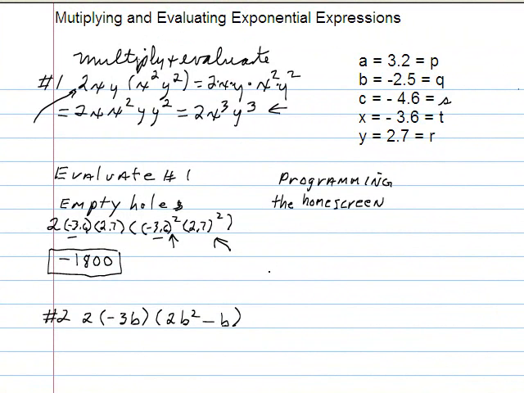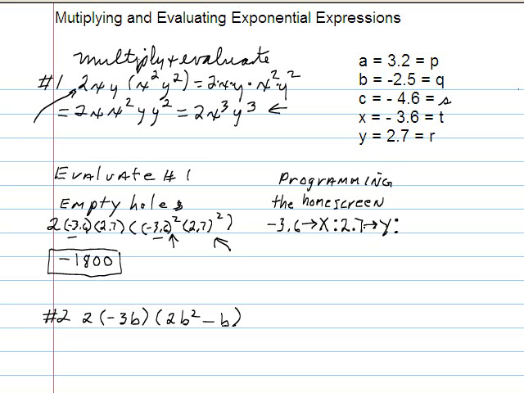Now let's see the difference between that and programming the home screen. In programming the home screen, I begin by assigning values to numbers. Since this is going to use x and y, I'm going to use negative 3.6 for x. I'm going to put into my calculator negative 3.6 store to x. And I'll show you how to do that in a second. And then to show that I've finished doing what I set out to do, I'm going to put a colon there. Then I'm also using 2.7 for y, so I'm going to write 2.7 store to y and put a colon there, and that says I've completed another step.